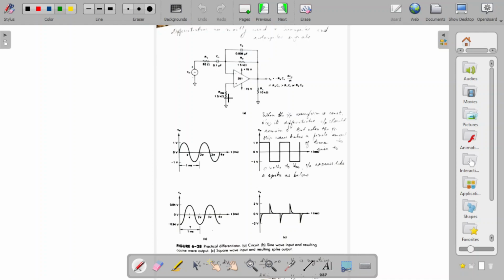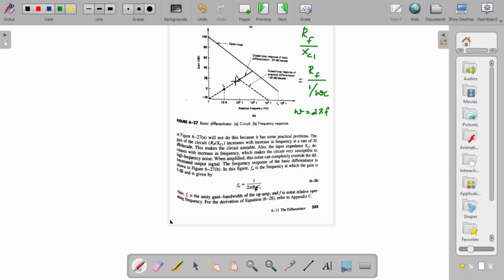Okay. So now, since you place a resistance R1 and make these modifications, obviously there will be a modification in the frequency response graph. So we shall see that. See here, this was the open loop frequency response, and this was the closed loop frequency response of a basic differentiator, that is the normal differentiator which we saw first.